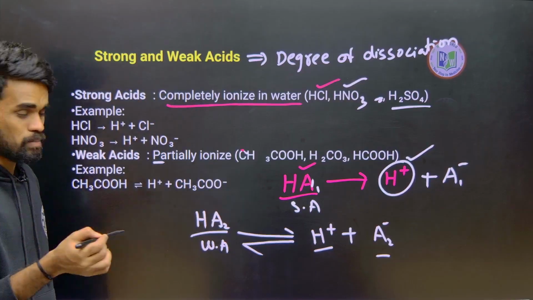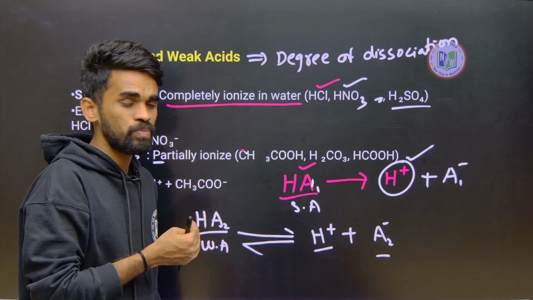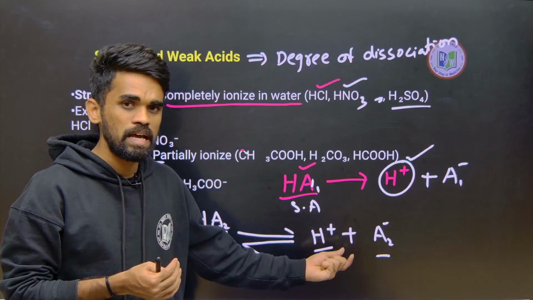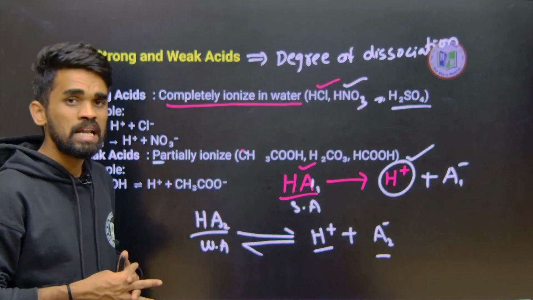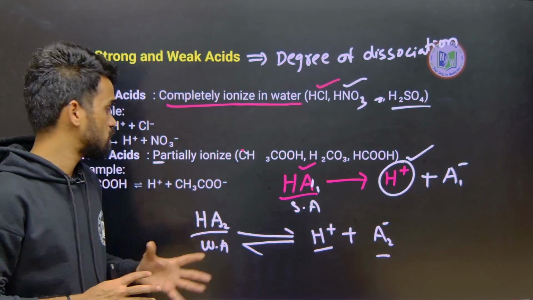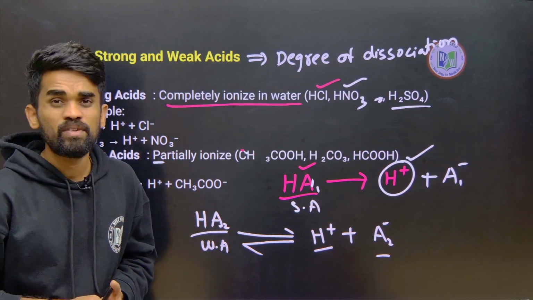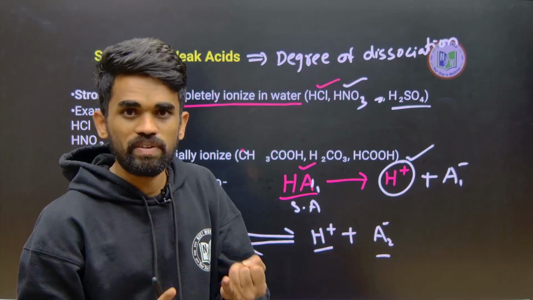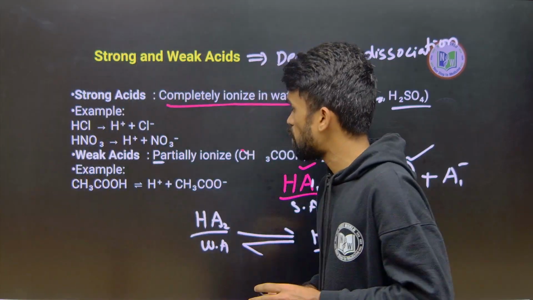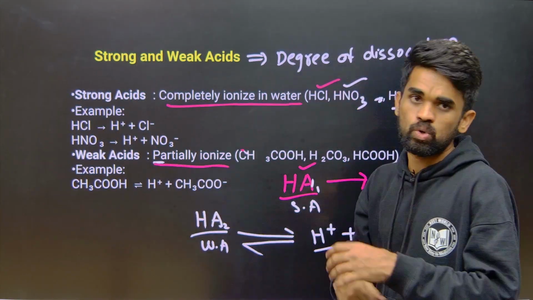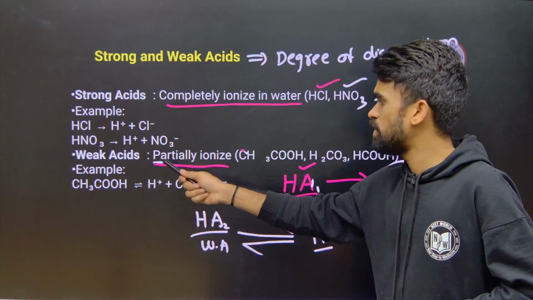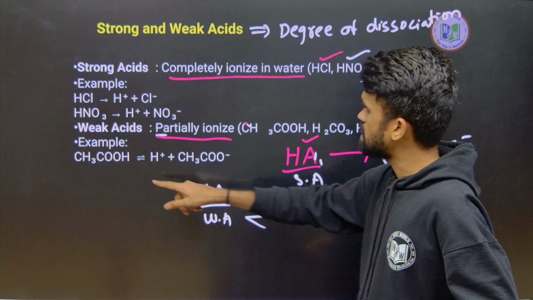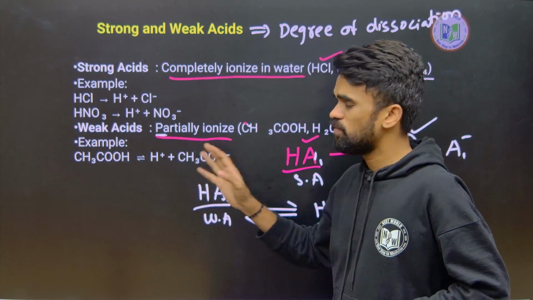Reversibility: the reaction goes backward also. To some extent they will undergo dissociation, and again the dissociated ions will recombine to form the initial substance. This is what happens in the case of weak electrolytes like weak acids and weak bases. Partial ionization or partial dissociation takes place in weak acids and weak bases. Acetic acid is the best example of a weak acid.